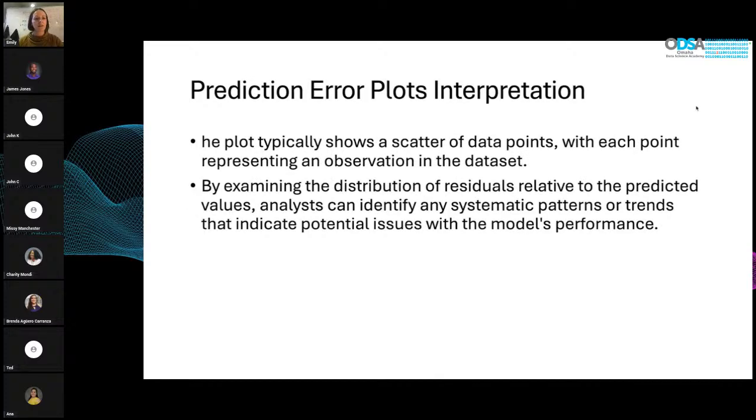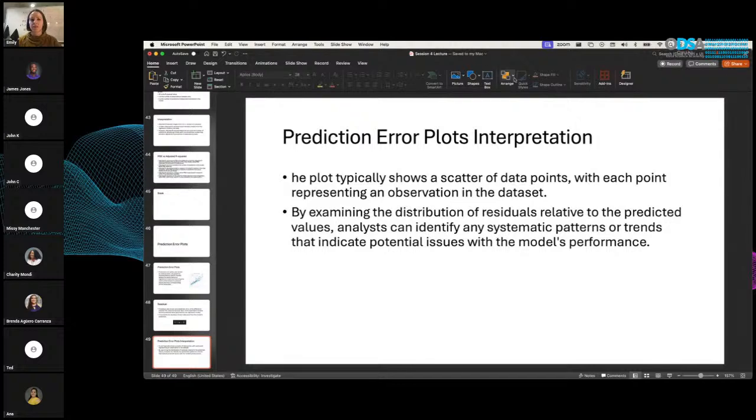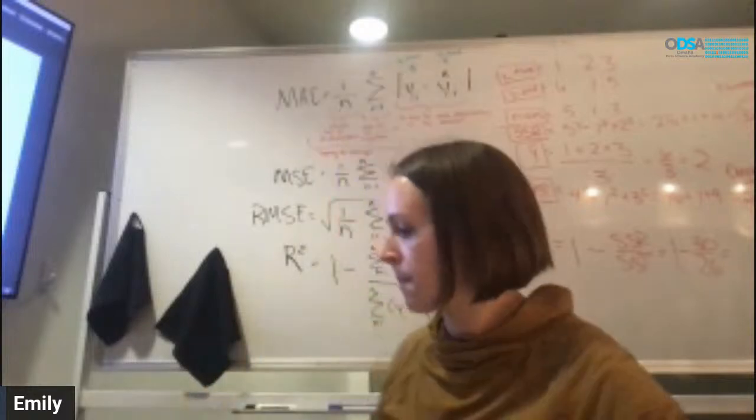So the plot typically has a scattering of points, and we can look at these distributions, and you can identify patterns and trends and figure out, hey, there may be an issue with my model performance here. So I want to whiteboard this for a second. Let's think about that.